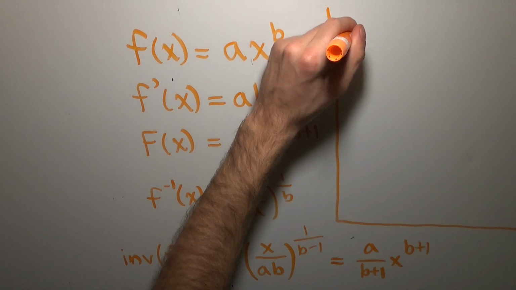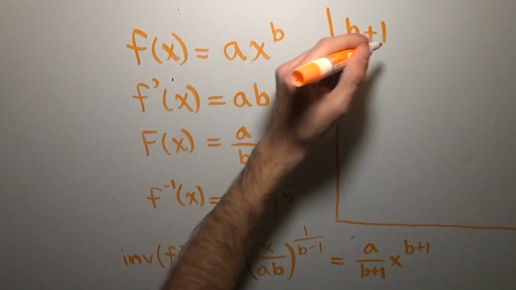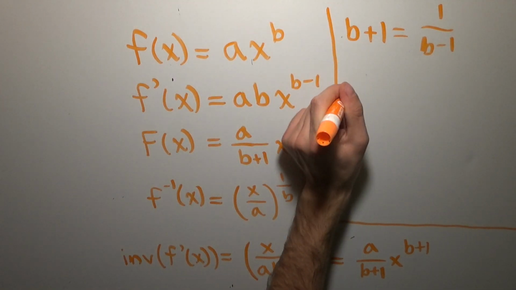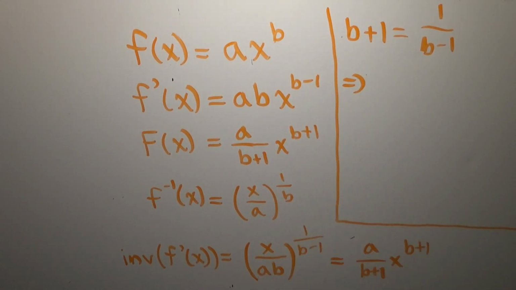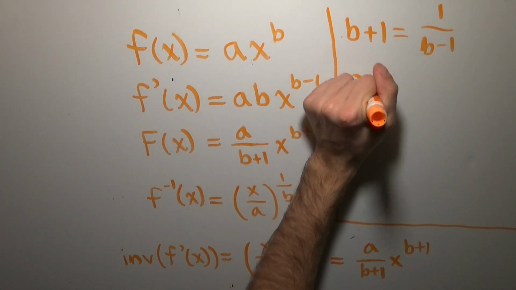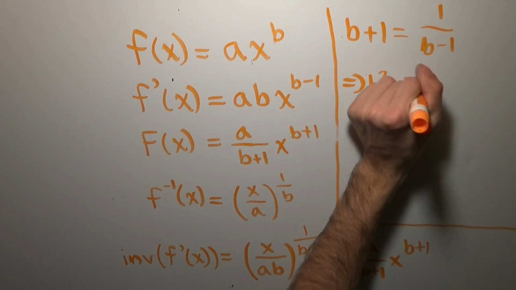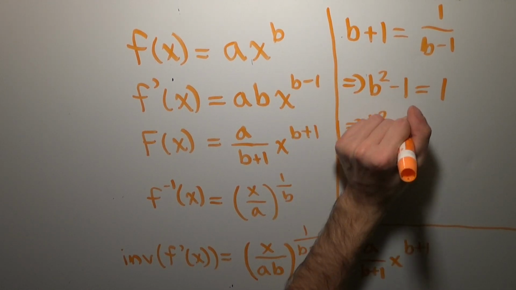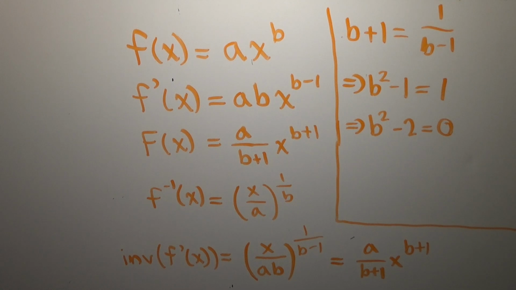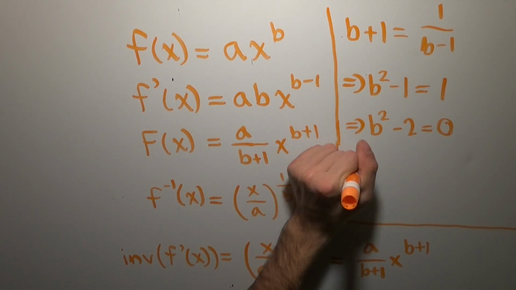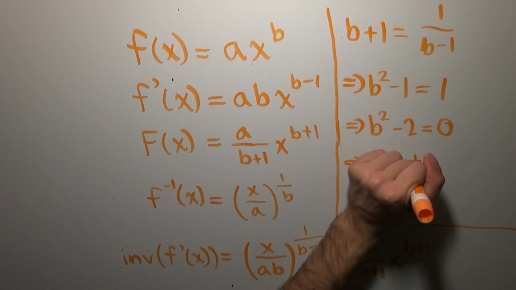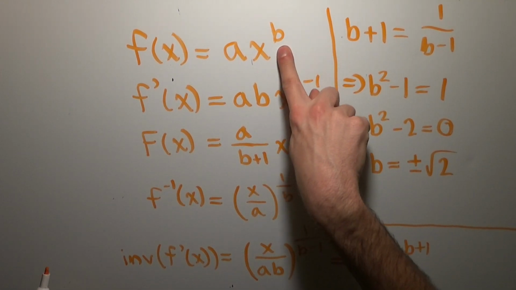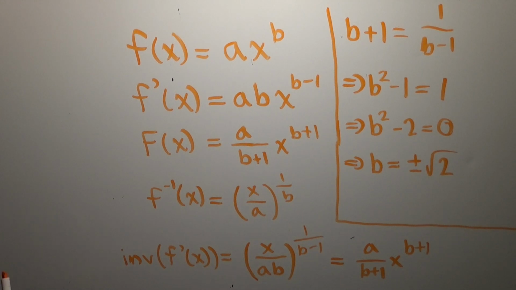So we have the result here that b plus 1 is equal to 1 over b minus 1, which tells us quite clearly that if we multiply the b minus 1 over, we do difference of squares, and we get that b squared minus 1 is equal to 1. And of course, that tells us that b squared minus 2 is equal to 0, which is a very simple quadratic equation to solve, and that tells us that b can either be plus or minus the square root of 2. Those are the only powers of the original function that we can have where what I'm declaring to be a property of that function holds.